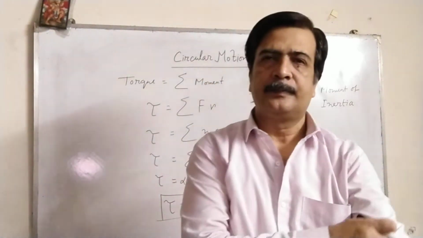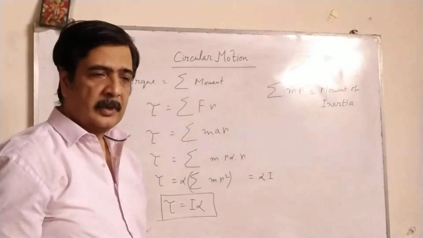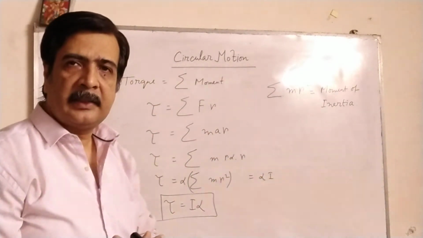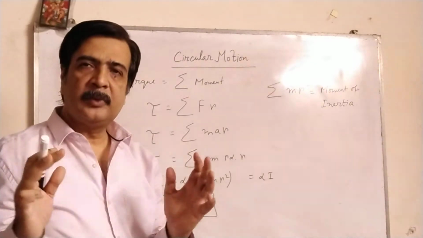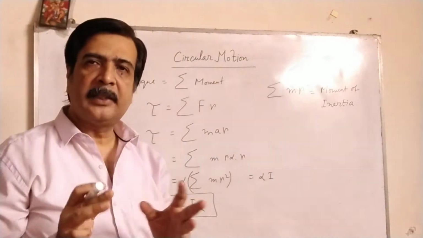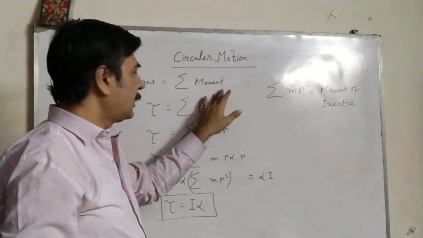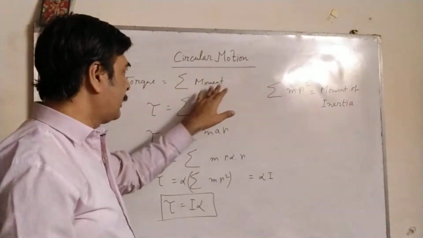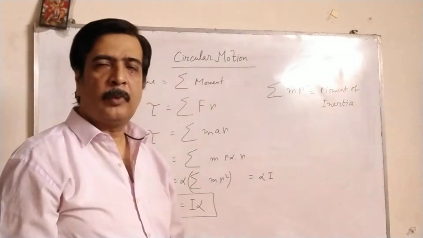Torque means the sum total of moments. Say we are taking a total body and we are taking the moments at different points. If we sum them up, it will be the torque. So torque is equal to the sum total of moments at different points. So sigma moments, if we know what a moment is.